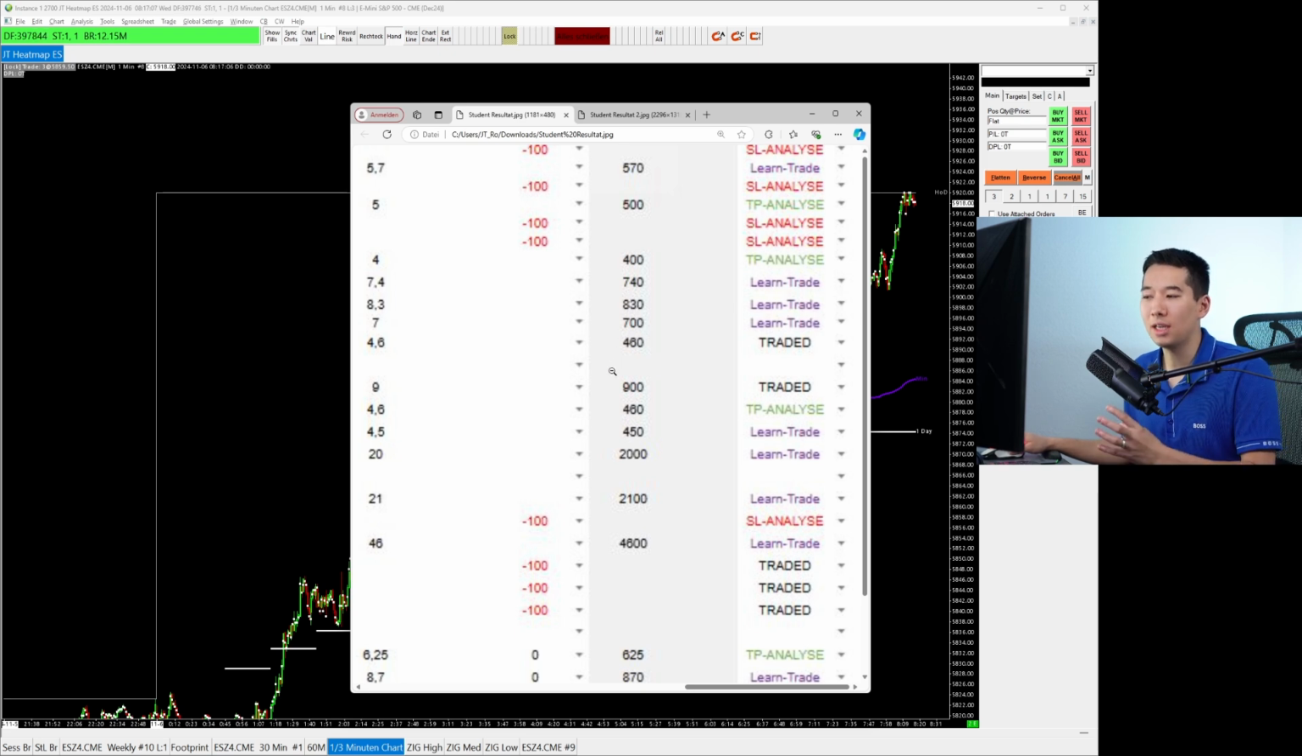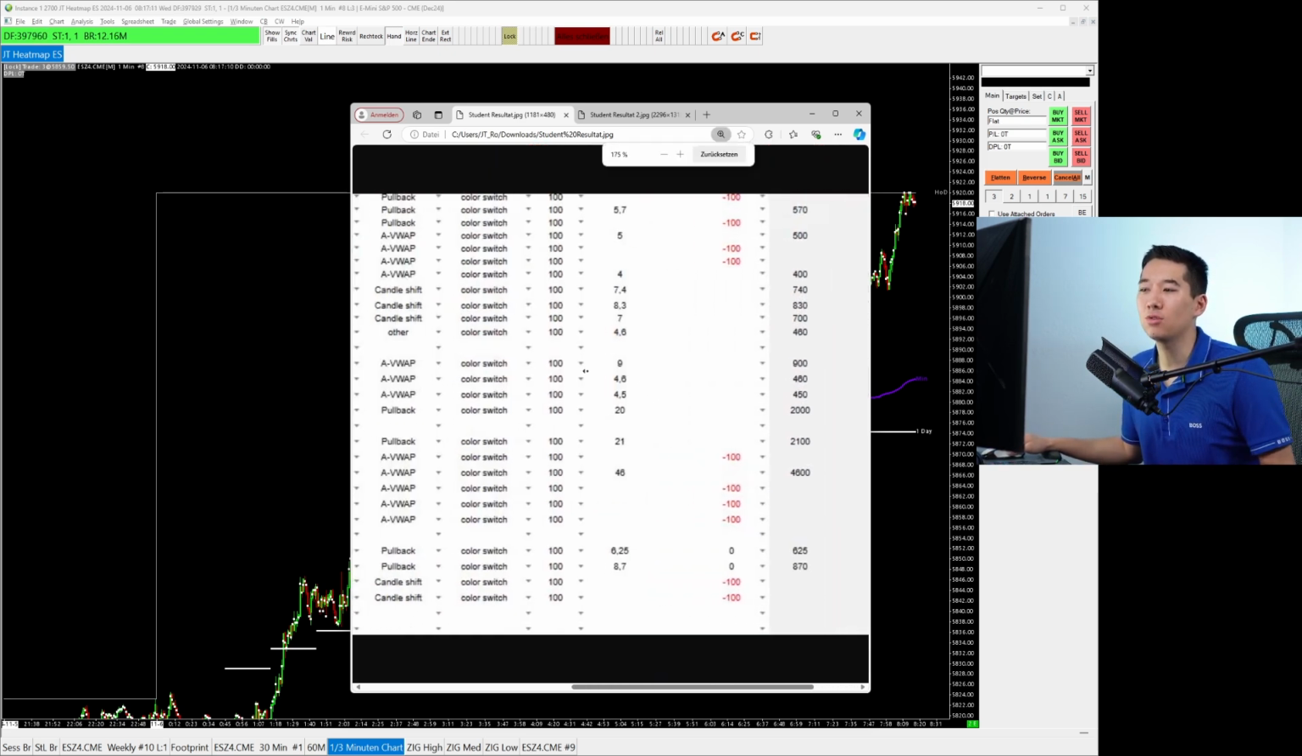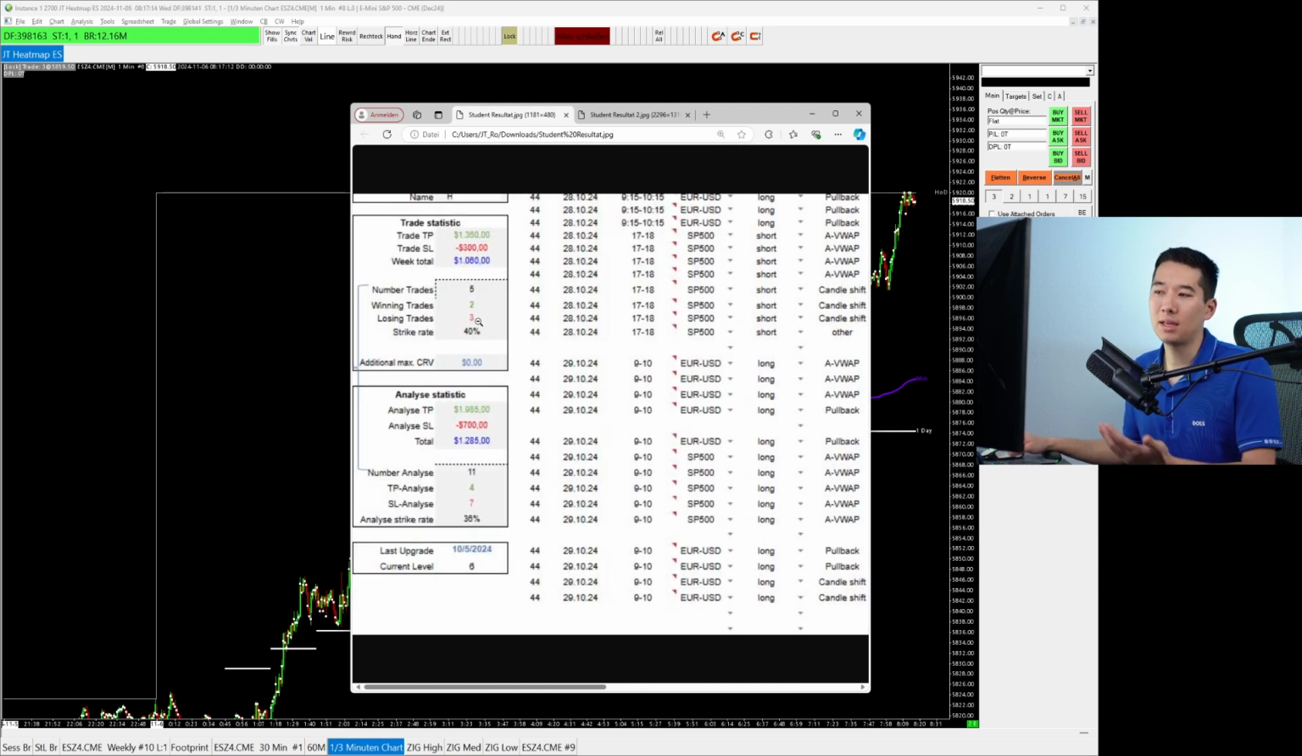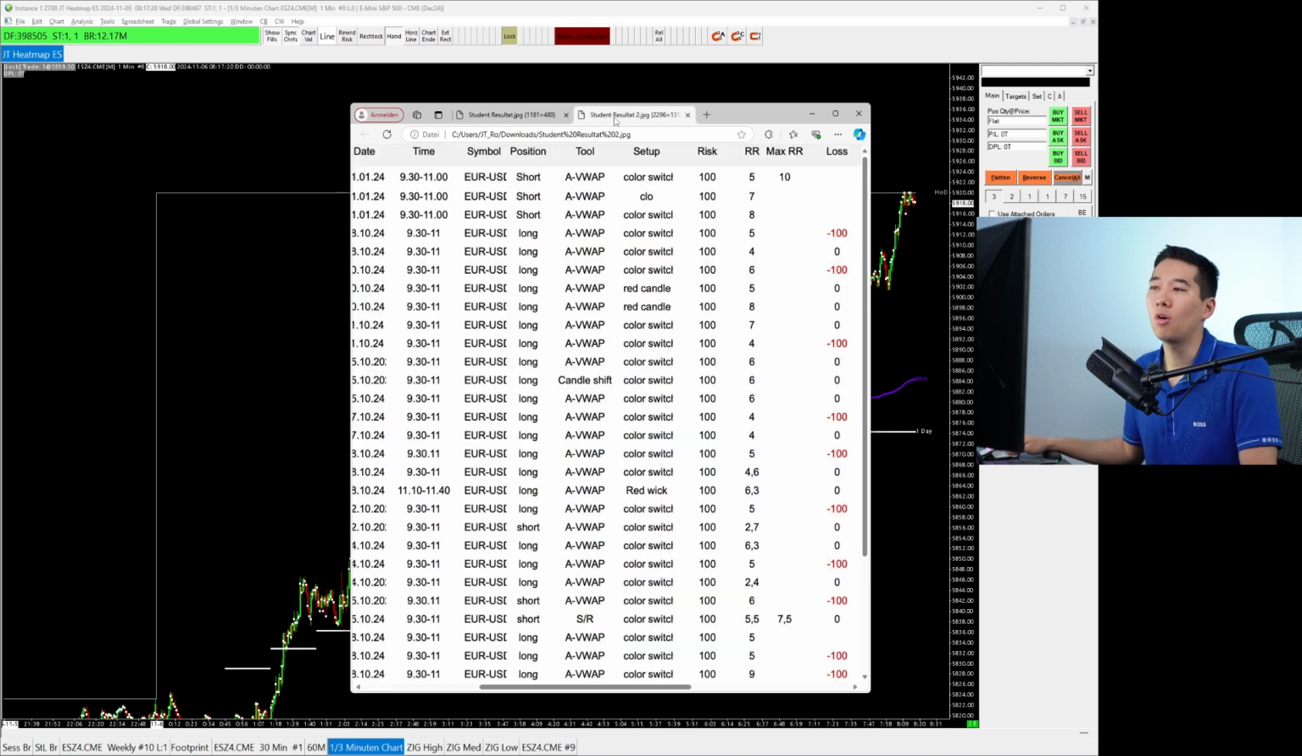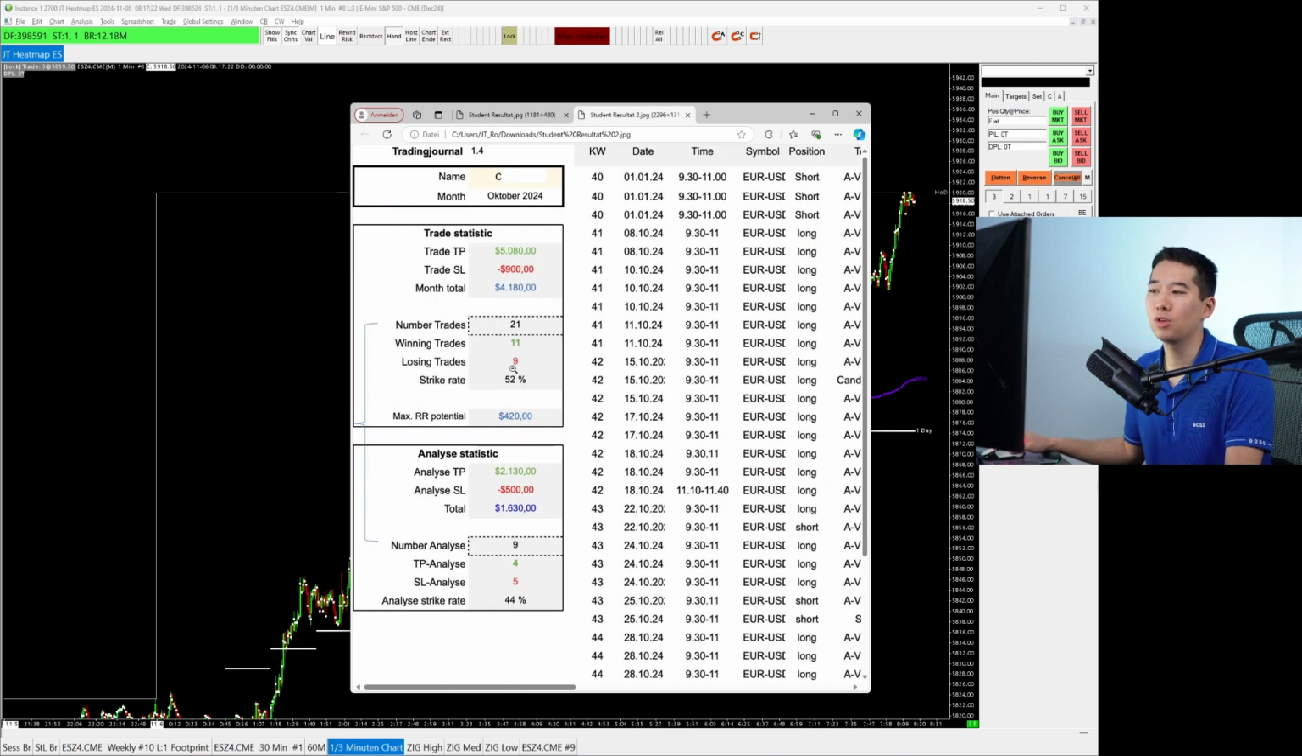That means when risking $100 on every trade on average and getting $500, $900 as you see there, it can be that we have 2 winning trades of $1,360, but 3 losing trades of only $300. Or the other student here, for example, who trades the anchored VWAP a lot, with 11 winning trades of $5,000, but 9 losing trades of $900, with a profit of $4,180.